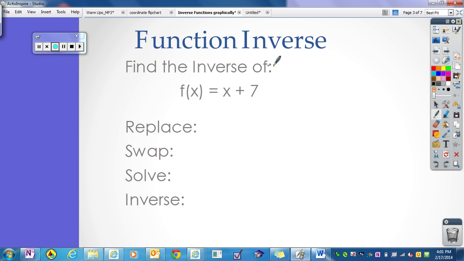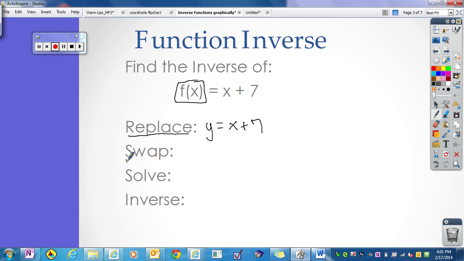So for example, let's say I gave you the function f(x) = x + 7. In order to find the inverse, when we talk about doing the inverse, you switch your x and y. And if you remember, this f(x) means the exact same thing as y. So we're going to say y = x + 7. This is the function that we're working with, and we want to find the inverse.